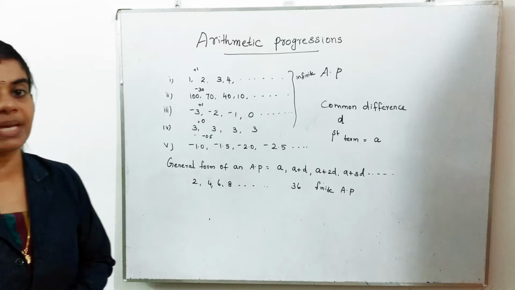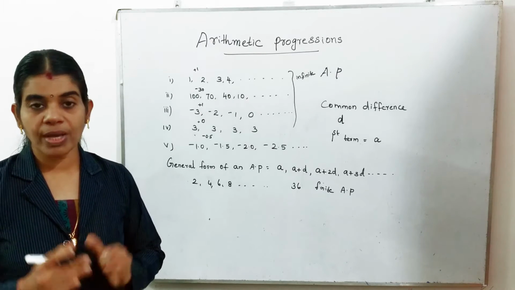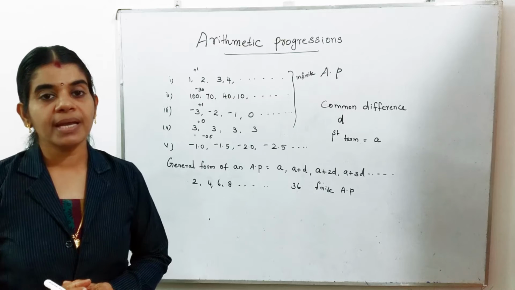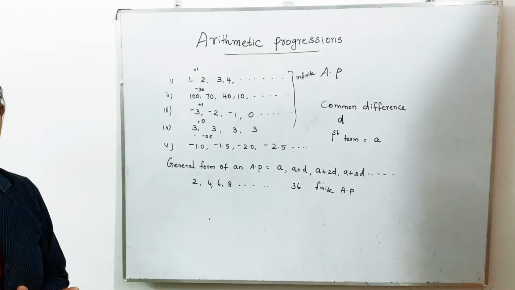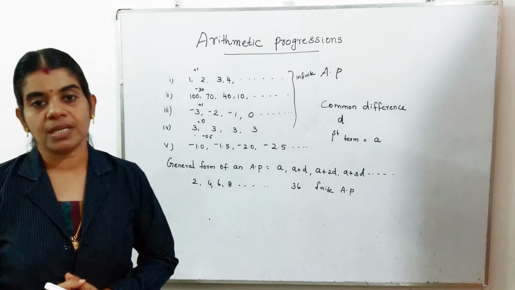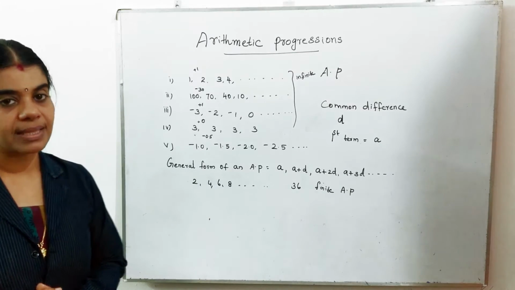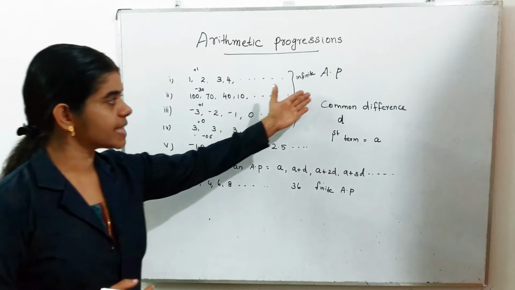Then, clear what you mean by AP? A common number will be there. By adding that common number to the previous number, we will get the next number. Like that, a number pattern is known as arithmetic progression. Shortly, we can use AP.